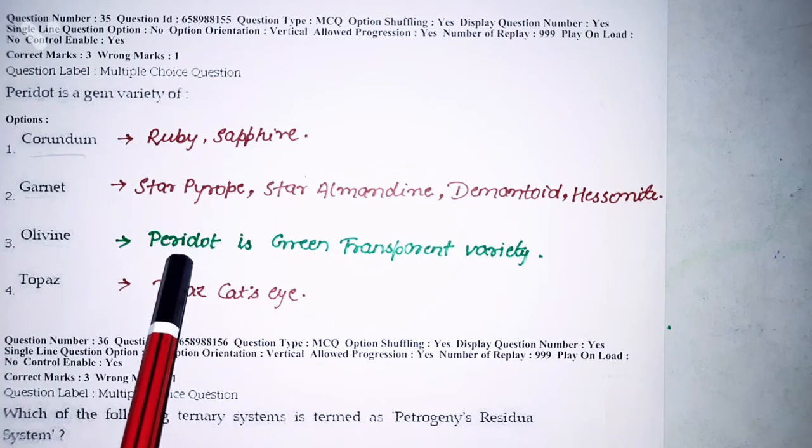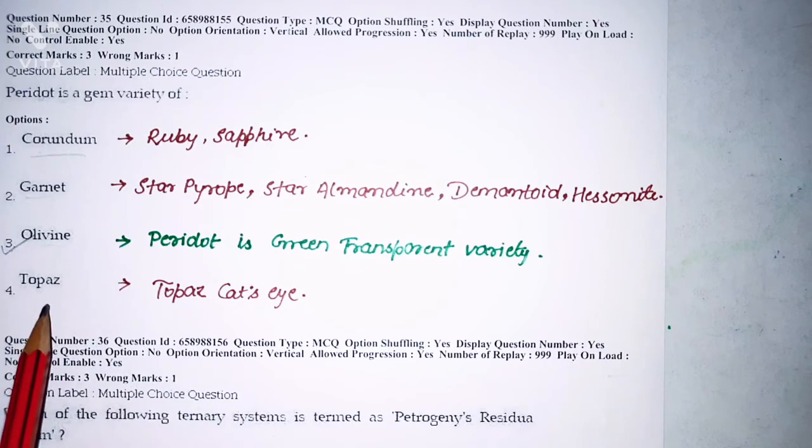Okay, and the question is asking about peridot. So peridot is a gem variety of olivine. Now, the gem variety of topaz is topaz cat's eye. Okay, so as far as the question is concerned, peridot is a gem variety of olivine and it is a green transparent variety.